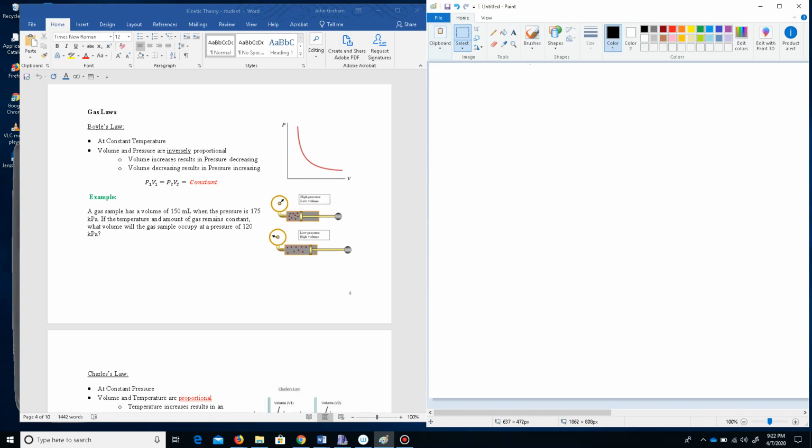One thing I want to mention with this is the amount of gas is not changing right now. And that means that the number of moles is the same. That's important.